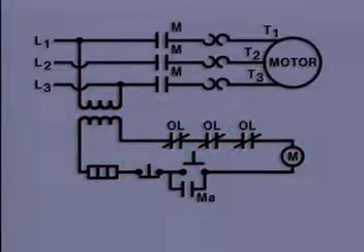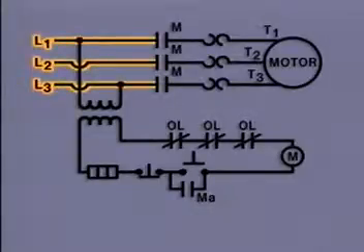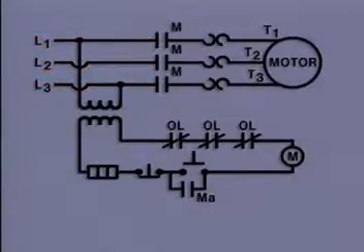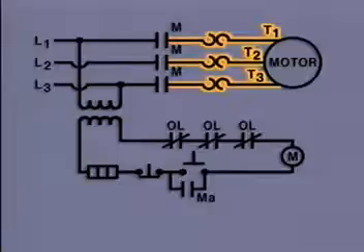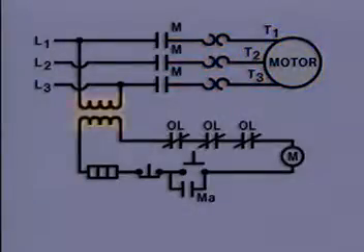A power source, which is not shown on the diagram, is connected to the power circuit through the line leads labeled L1, L2, and L3. The line leads are connected to 3 main contacts, which are labeled with the letter M. The main contacts are normally open, which means that they're open when they're in the relaxed or de-energized state. The main contacts are connected to 3 overload devices, which are connected to 3 motor leads labeled T1, T2, and T3. The motor leads are connected to the motor. A step-down transformer is also connected to the power circuit.